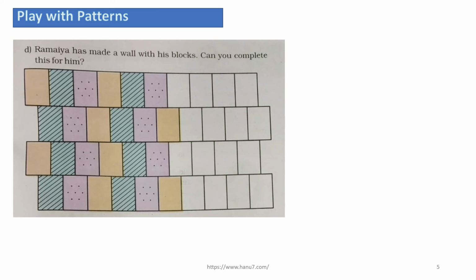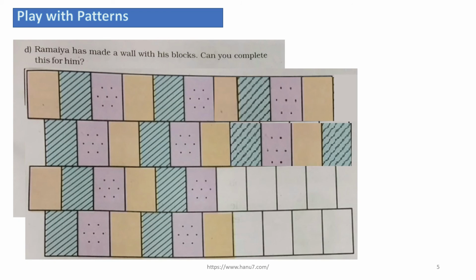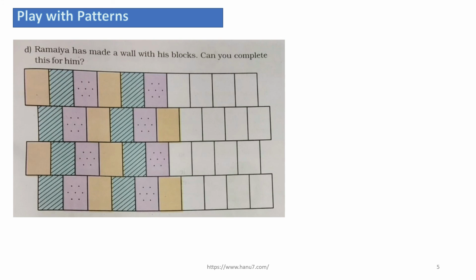Ramaya has made a wall with his blocks. Can you complete this for him? Okay, we will do that. Ramaya is in between the task, so let us do that. This is how I made it for Ramaya, and can you do it for me? The rest of the four blocks you have to complete the same way I did the first two rows. You do the next two rows.